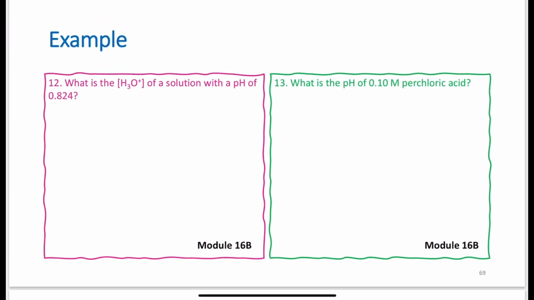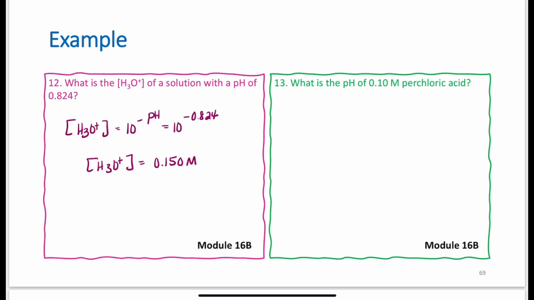Number 12, what is the hydronium concentration of a solution with a pH of 0.824? Well, same thing. H3O plus concentration is equal to 10 to the negative pH. So 10 to the negative 0.824. My H3O plus concentration, 0.150 molar.